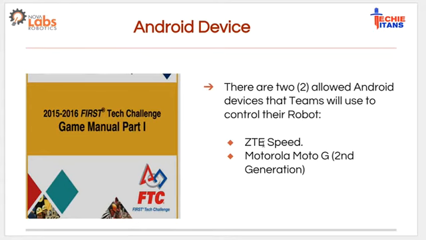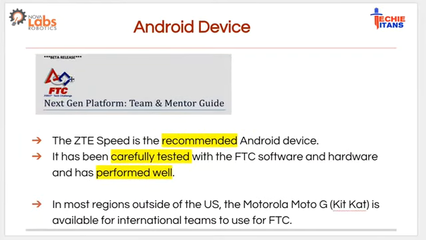So you have the ZTE Speed and the Motorola Moto G. The ZTE Speed is the current Android device used in the U.S. for this year's FTC competition. The Motorola Moto G second generation is what international teams may be using if they don't have access to the ZTE Speed. The ZTE Speed is a device recommended by both Qualcomm and MIT, who've been developing it. It has been carefully tested with the FTC software and hardware, and has performed well. In most regions outside the US, the Motorola Moto G that runs KitKat is available for international teams to use for FTC, like I said before.